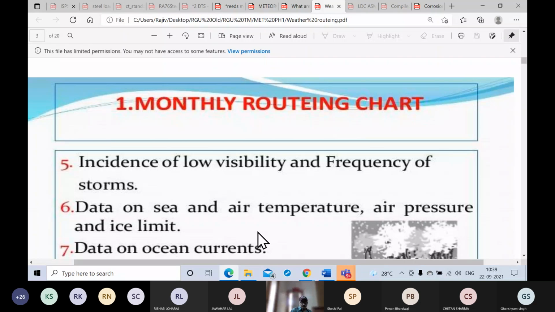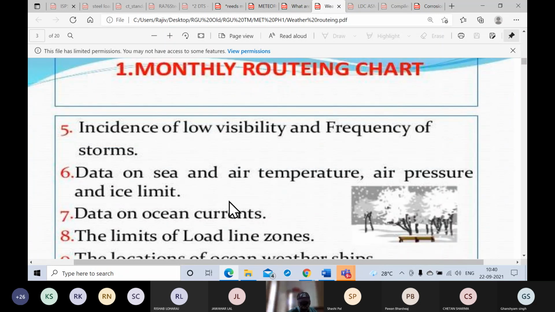It will also give some information on visibility and frequency of storms. Frequency of storms is expressed on the wind roses themselves. How frequent are wind forces of force 4, then 7, 8? This will give you an idea of how frequently rough weather can be expected on that particular monthly routing chart.